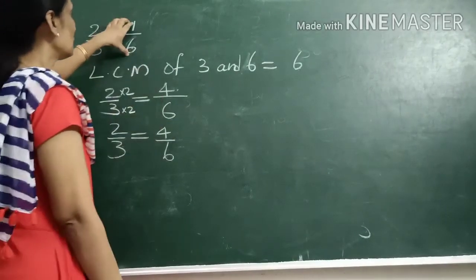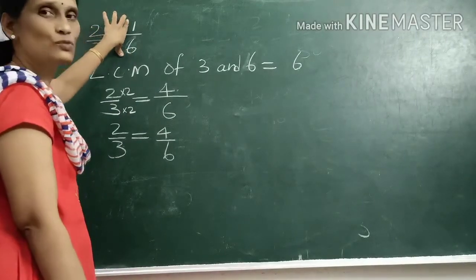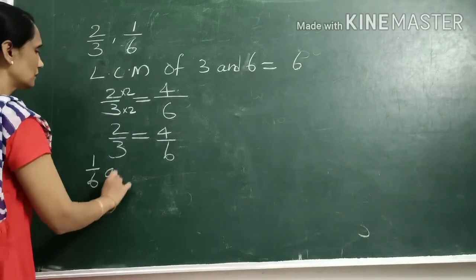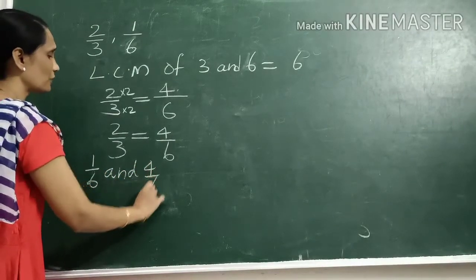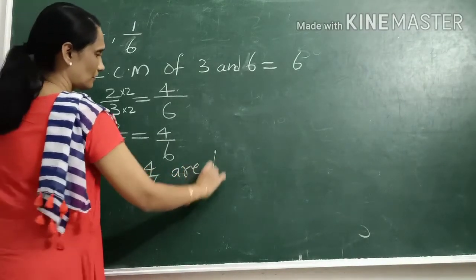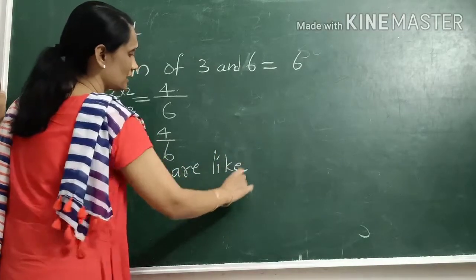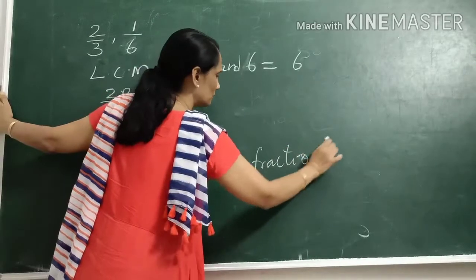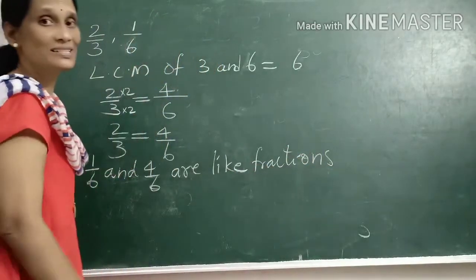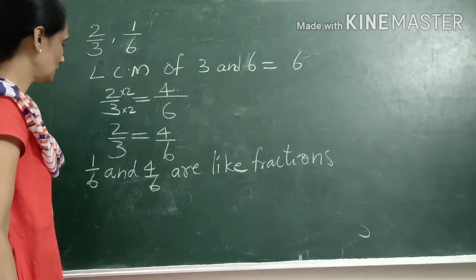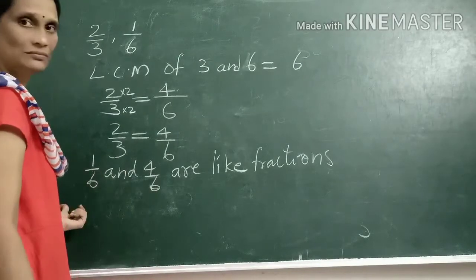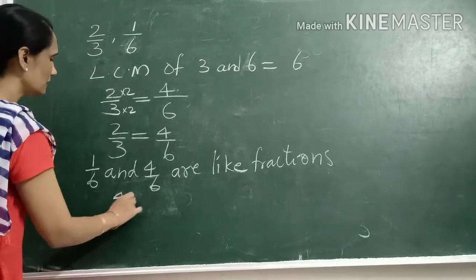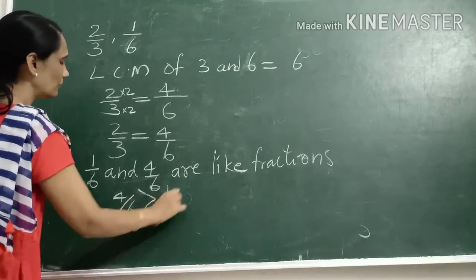So now see, 2 by 3 is 4 by 6, and the other fraction is 1 by 6. Now 1 by 6 and 4 by 6 are like fractions, because the denominators are same. So it is easy for us to compare. Comparison is quite easy now. So which is bigger? 4 by 6 is bigger than 1 by 6.